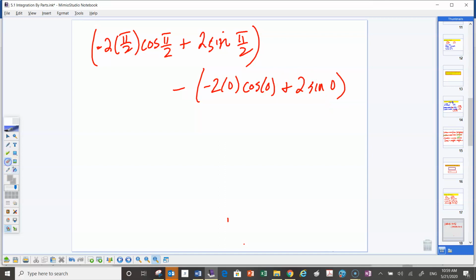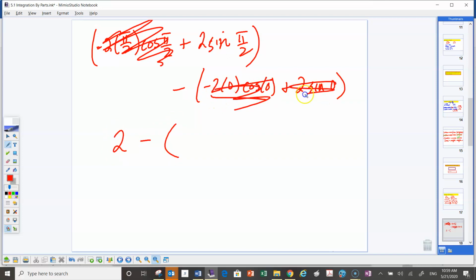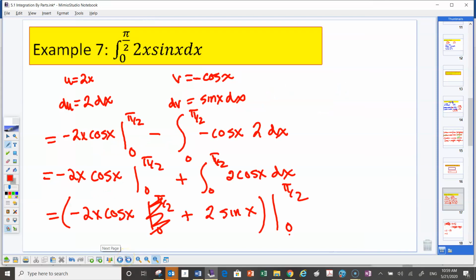Now your unit circle values will come into play here. We know that the cos of pi by 2 is 0, so this is going to drop off. The sine of pi by 2 is 1 times 2, so my upper limit is 2. And we know that anything times 0 is going to be 0, and the sine of 0 is 0. So my final answer to this definite integral is 2. So again, we can use integration by parts to evaluate definite integrals as well.